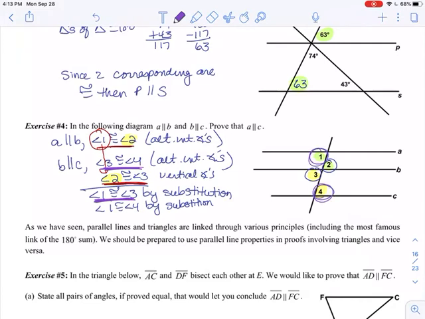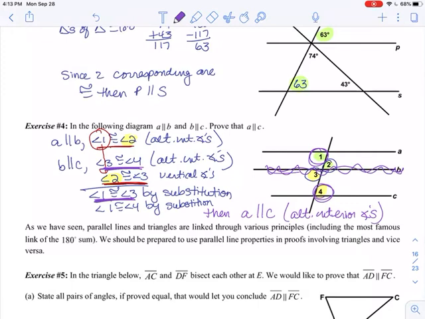And if 1 is congruent to 4, look at 1 and 4. Sort of like ignore line B in the middle. 1 and 4 are really just alternate interior angles. So 1 and 4 are congruent to each other, then A is parallel to C. All right, 1 and 4 become my alternate interior angles. You sort of ignore that other parallel line in the middle, B.